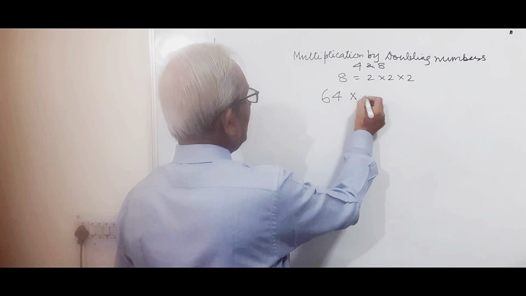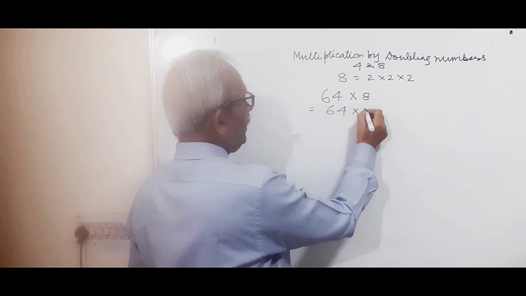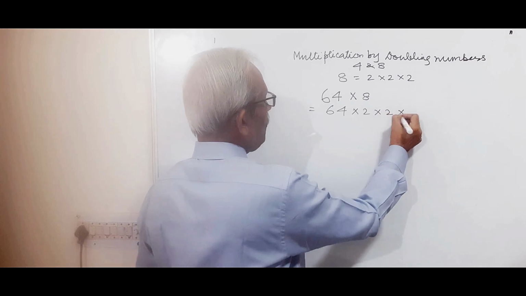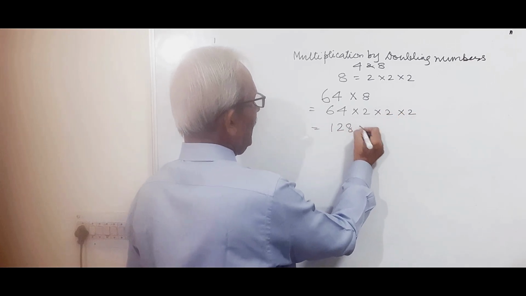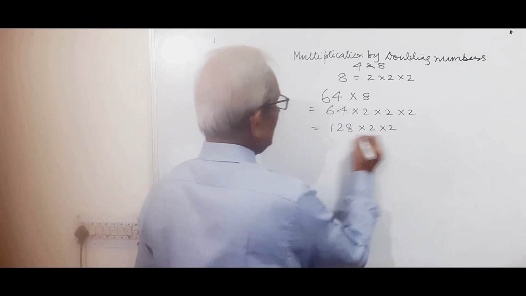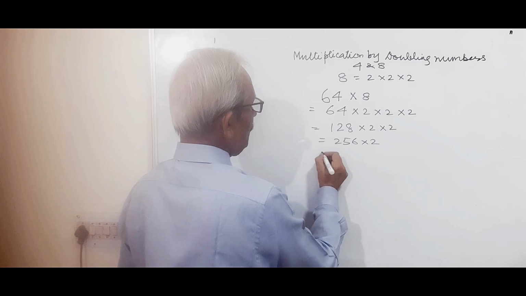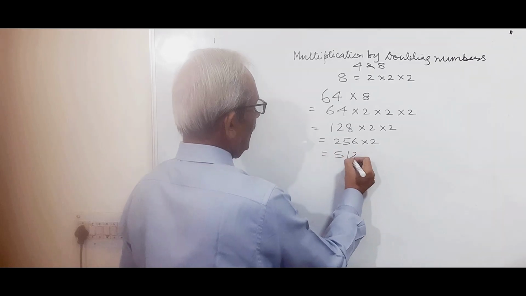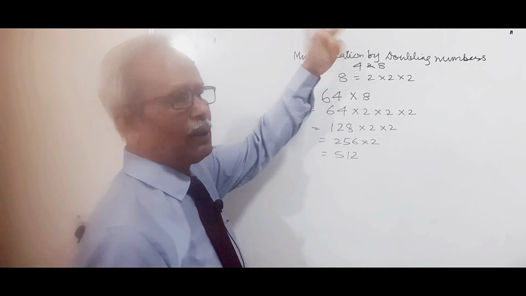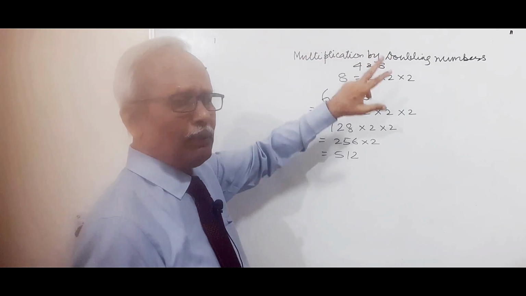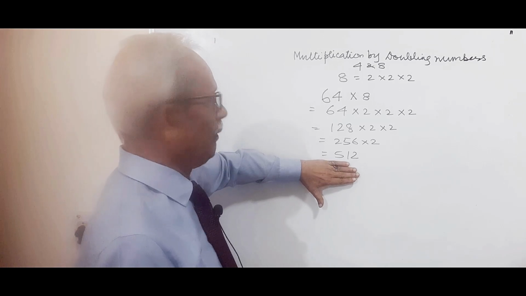64 into 8. Here again we can write 64 into 2 into 2 into 2. And that's equal to 64 into 2 is 128, into 2 is 256, into 2 is 512. Those who can do it can straight away do it from here. 64 into 2 is 128, into 2 is 256, into 2 is 512. So they can straight away write down the answer here, right?